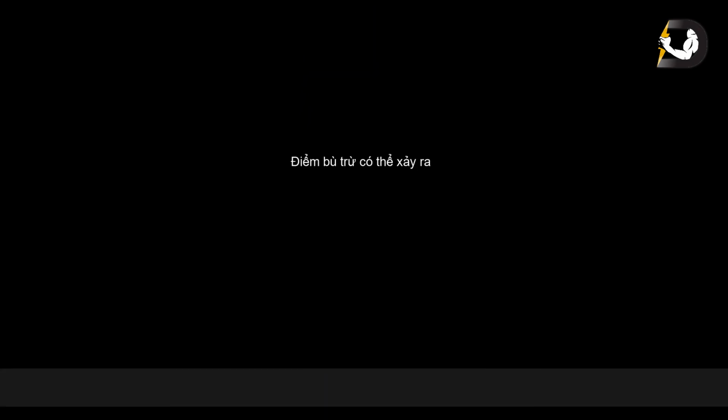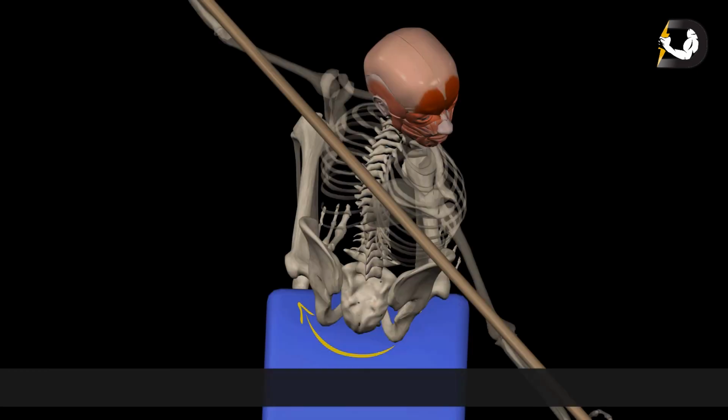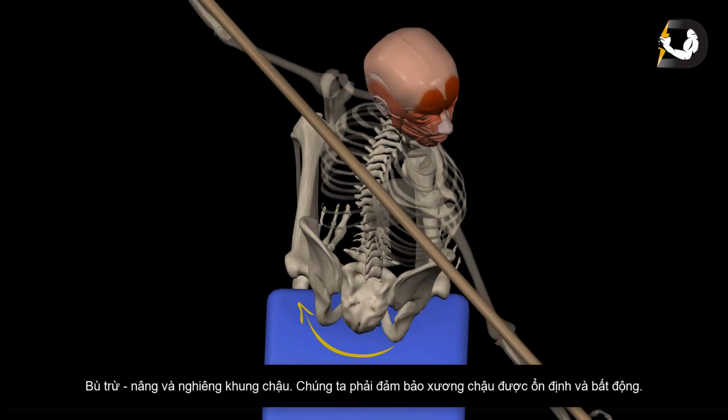Possible compensations. Compensation: lifting and tilting the pelvis. And we must make sure the pelvis is stabilized and motionless.